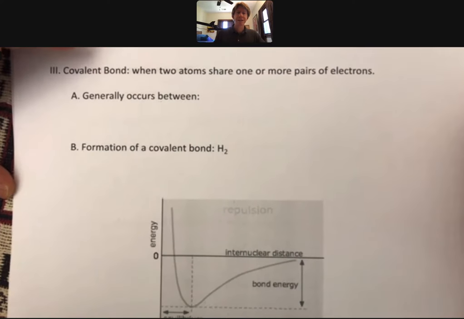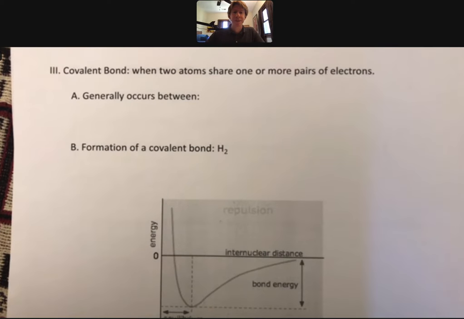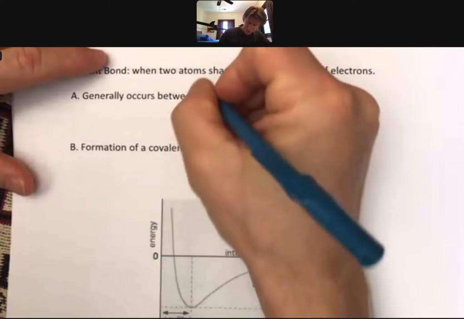We've talked about ionic bonds, now let's talk about covalent bonds. A covalent bond is when two atoms share one or more pairs of electrons, and it generally occurs between two nonmetals.